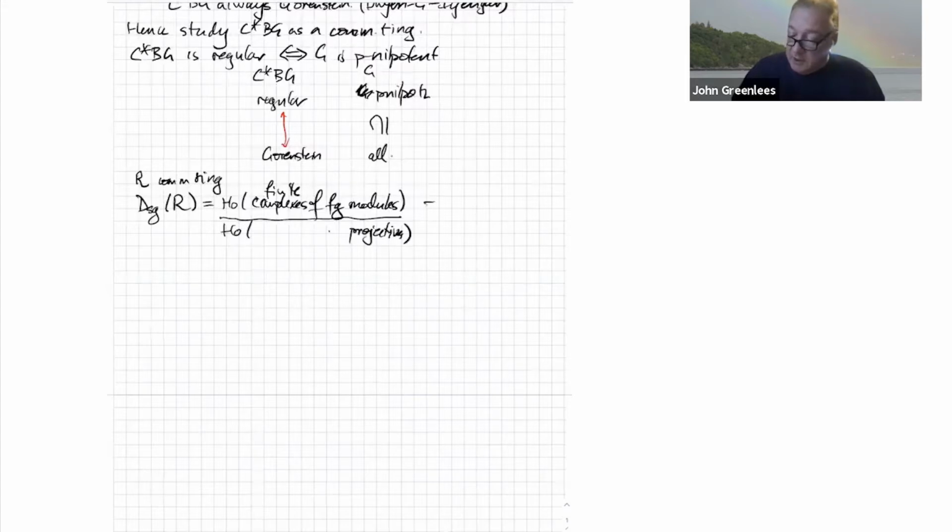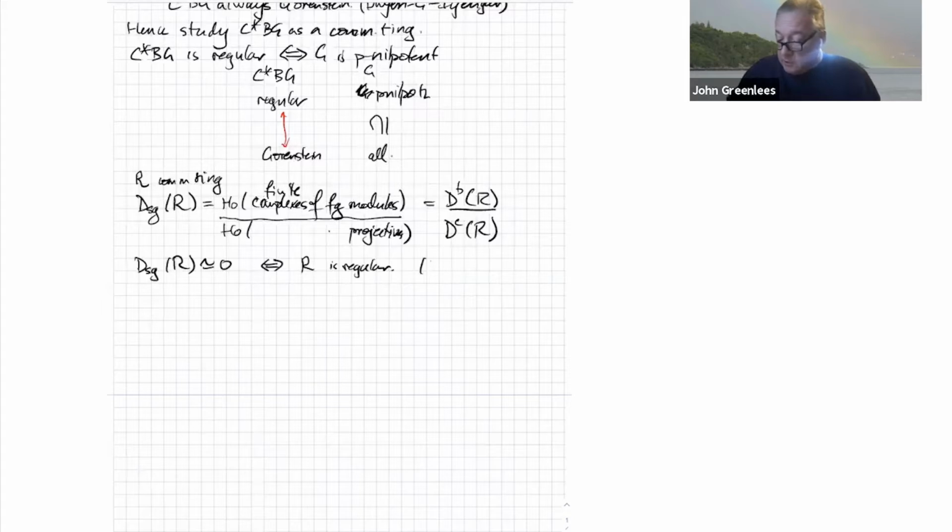So usually you write D^b over, well, D_perf or D_c of R. And this does the job because of the theorem of Auslander-Buchsbaum-Serre, which says that you can characterize regular local rings by the fact that any finitely generated module has a finite resolution by finitely generated projectives. And so for a regular local ring, this D^b is the same as D_c. So this D_sg of R is trivial if and only if R is regular. Let's call this Auslander-Buchsbaum-Serre. Okay, so that's the starting point, really.